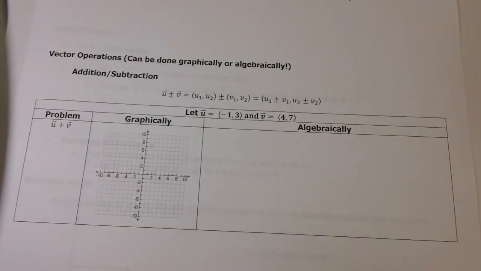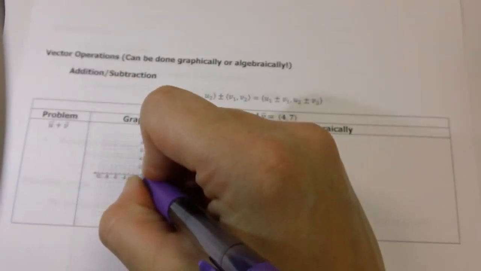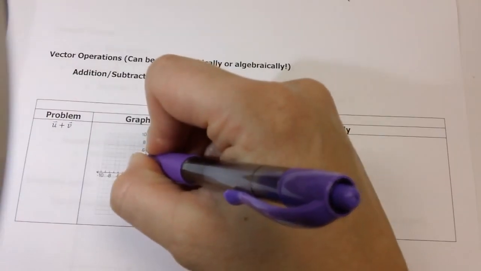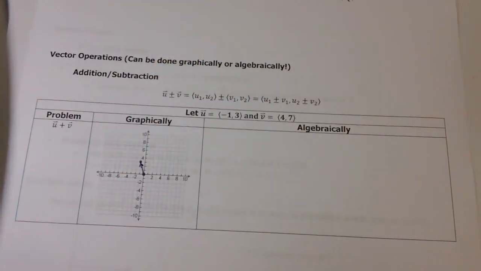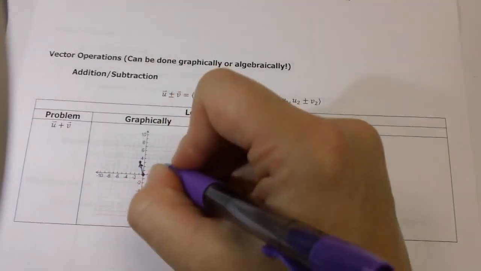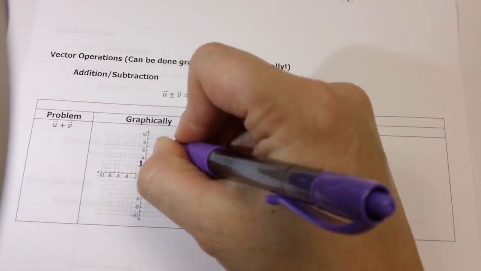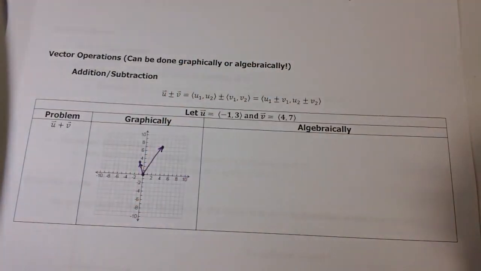Okay? So our first one is negative 1, 3. So we start at 0, 0, and we go negative 1, 3. So that's going to be our first vector. Okay, our second vector is 4, 7. So we're going to start at 0, 0, and we're going to go 4, 7. And that's our second one.